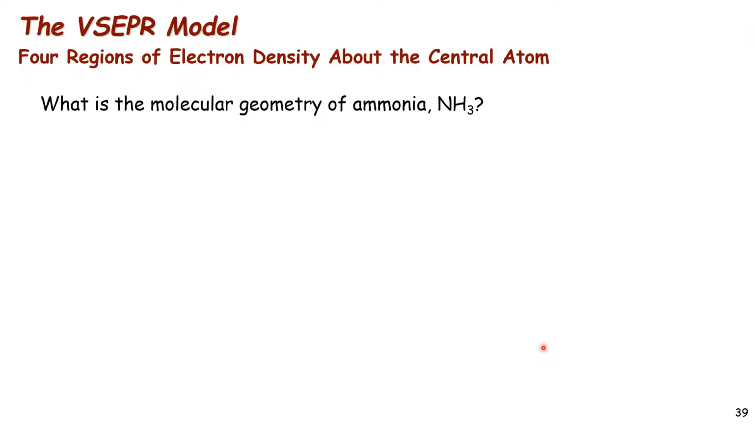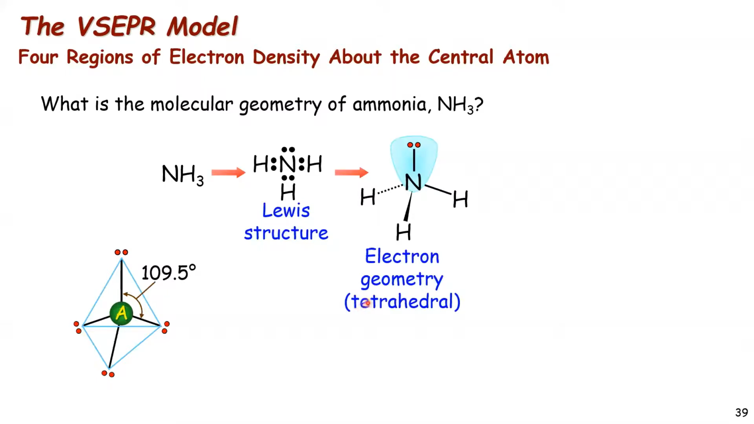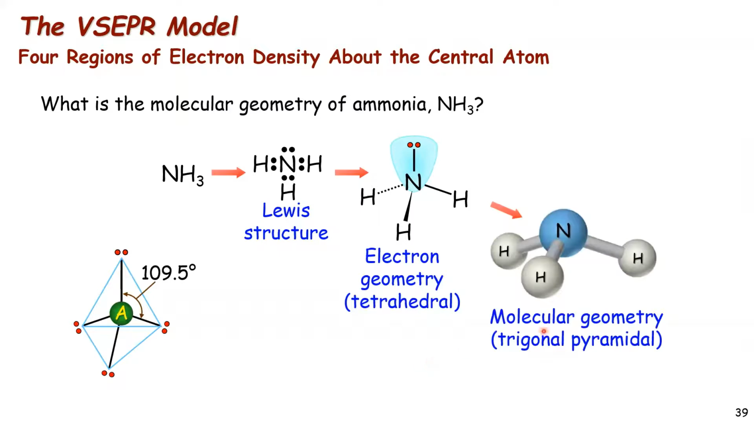Next, let's look at ammonia. So again, we're going to draw the proper Lewis dot structure for ammonia. That's going to look like this. We're going to have 1, 2, 3, 4 regions of electron density. So again, that's going to have a tetrahedral electron geometry. That'll look like this. But again, remember, we can't see the lone pairs. So what we're going to see is something that looks like this. And you can see, again, it looks like a pyramid with 3 sides. And so this thing is going to be trigonal pyramidal molecular geometry.